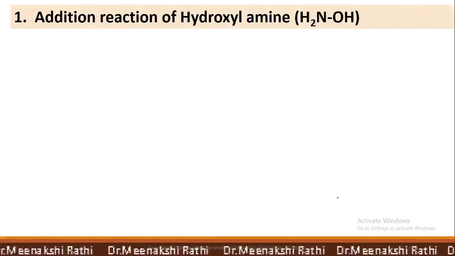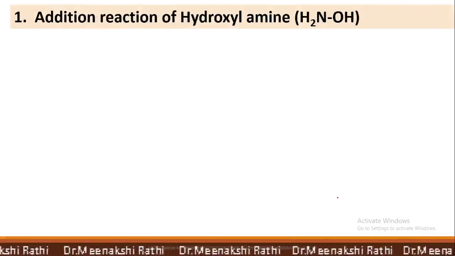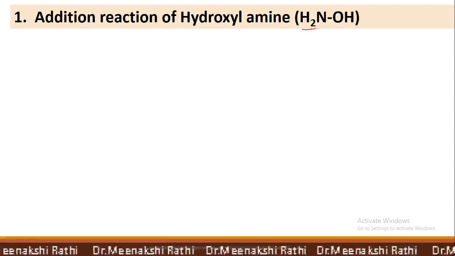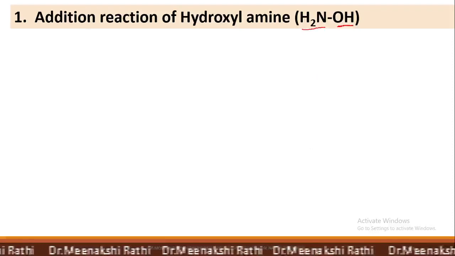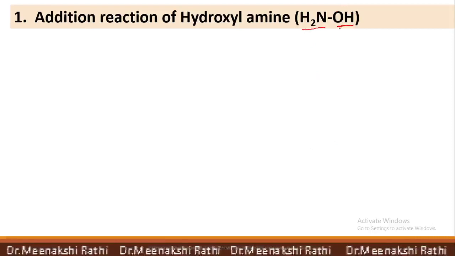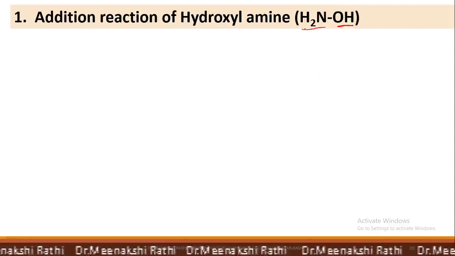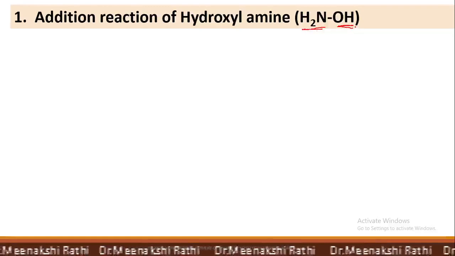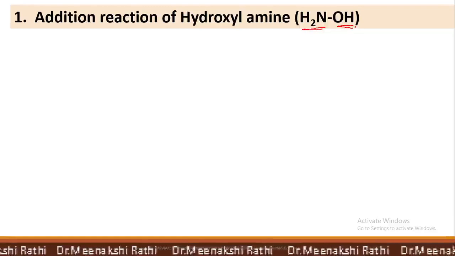So let's see first the addition reaction of hydroxylamine. Hydroxylamine is NH2OH, means in place of G there is OH, and it has two groups, one is amine and one is hydroxyl, so it is known as hydroxylamine.